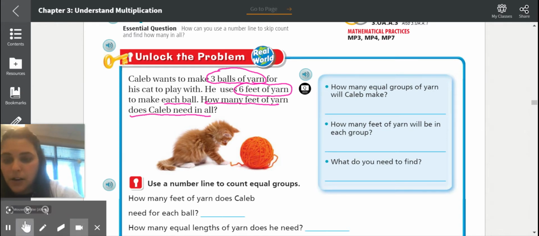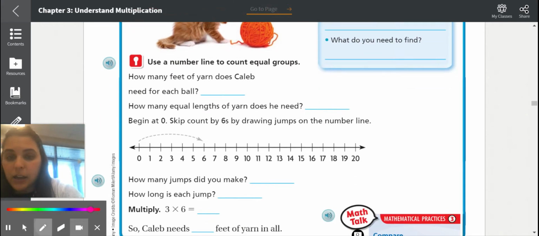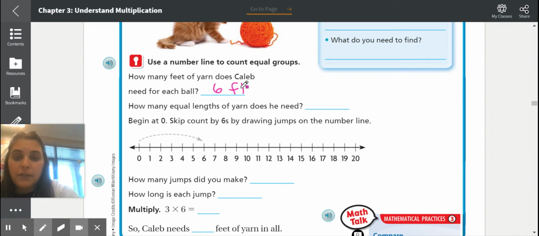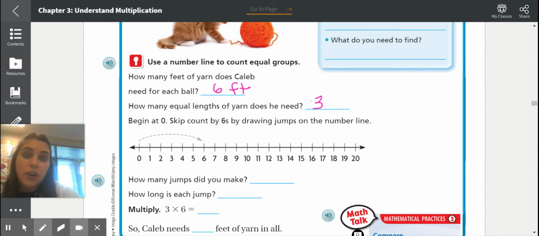Okay, so how many feet of yarn does Caleb need for each ball? He needs 6 feet of yarn. And how many equal lengths of yarn does he need? He needs 3 because he wants to make 3 balls. So if he has 3 balls at 6 feet, 6 feet, 6 feet, that's 3 equal groups of 6. So we can make jumps on a number line to help us figure this out.